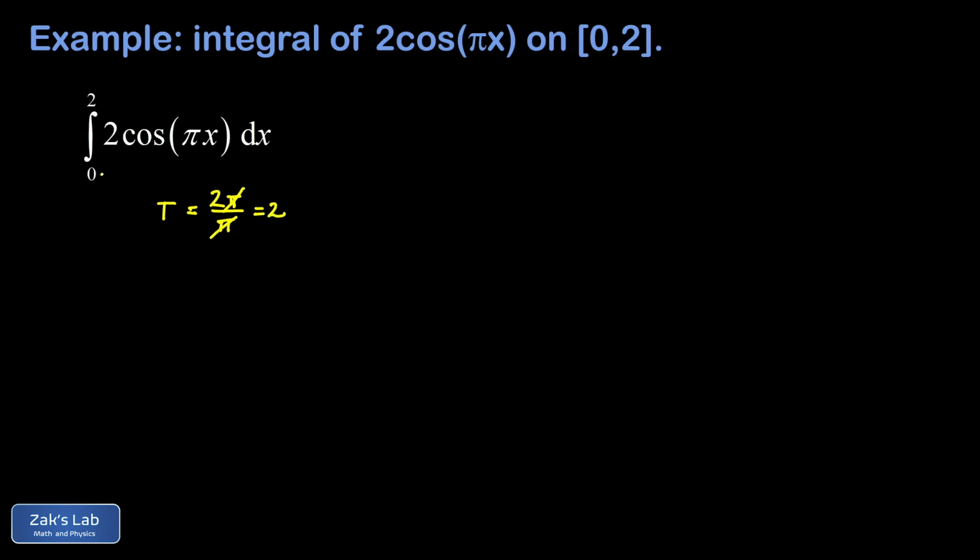And then I realize we are indeed integrating on an integer number of periods because we're integrating from 0 to 2. That's one period of this function. So we immediately conclude the answer to this integral is 0. So let's bring in a graph to see why this thing vanishes.